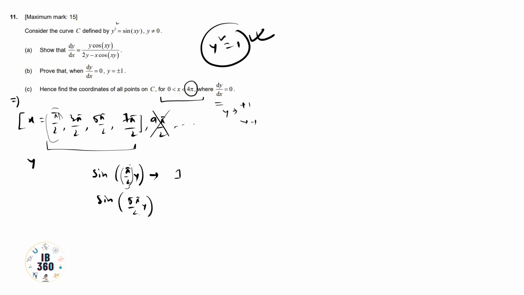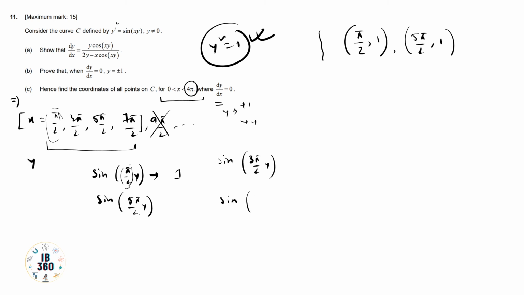Okay, now here I am writing the complete solution. So for pi by 2 the value of y is 1, for 5 pi by 2 the value of y is 1. Now see here, when I am writing sine of 3 pi by 2 into y and sine of 7 pi by 2 into y, inside this function it is minus y, again sine of minus y, but I need plus 1 only from this equation.